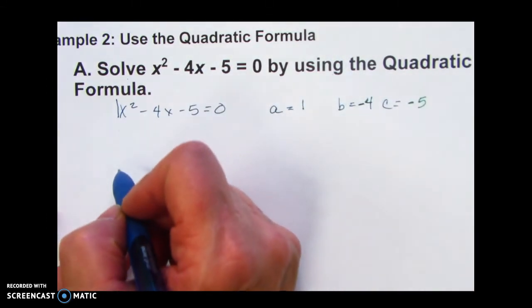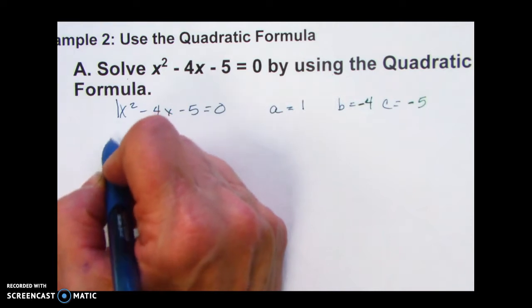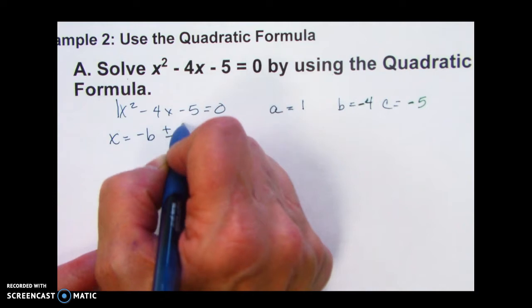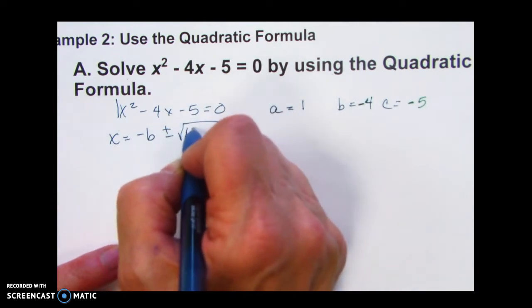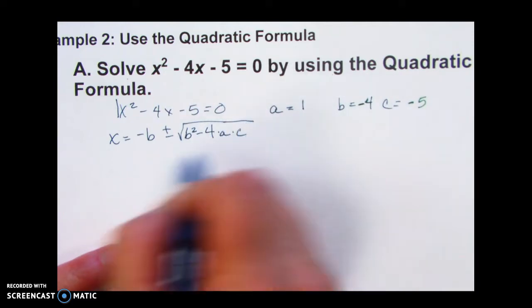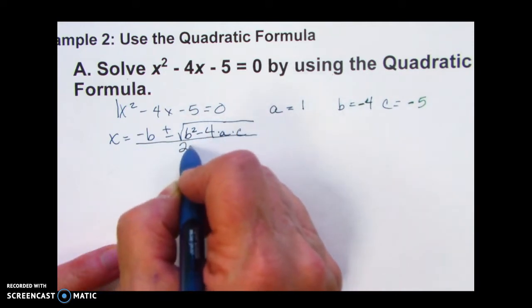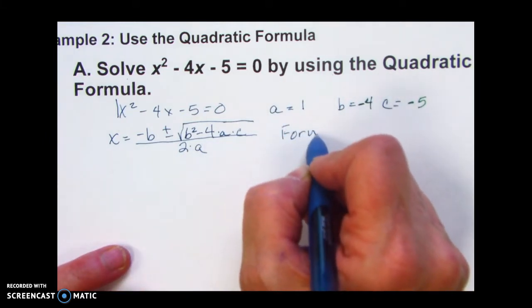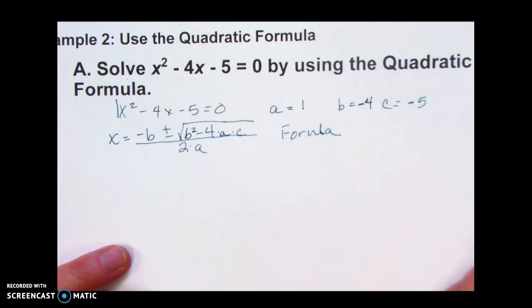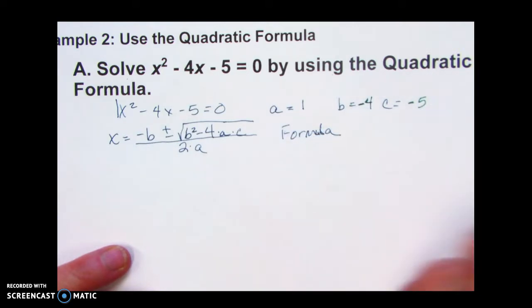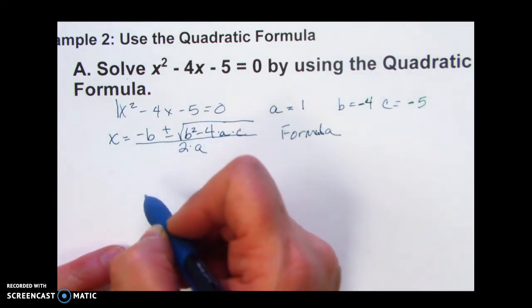So first thing, I'm going to rewrite the quadratic formula. x equals negative b plus or minus the square root of b squared minus 4 times a times c, all over 2 times a. Formula. Sorry, spelling's a little off there.